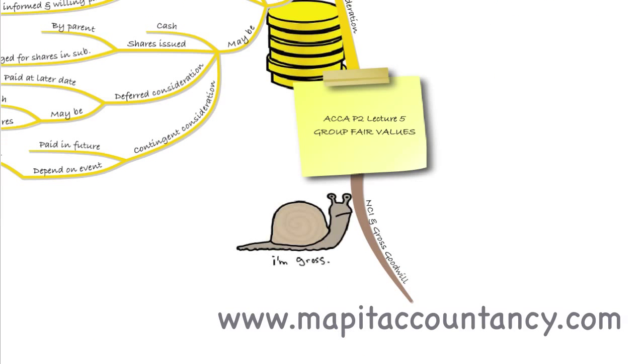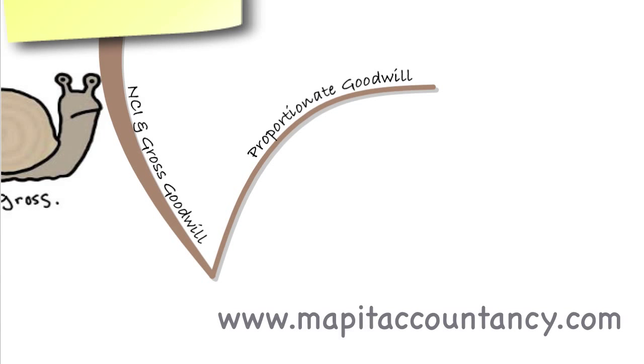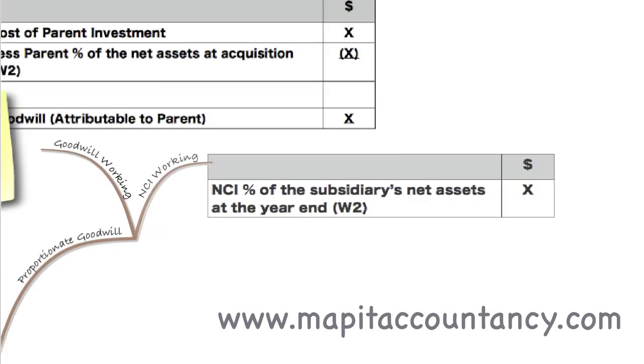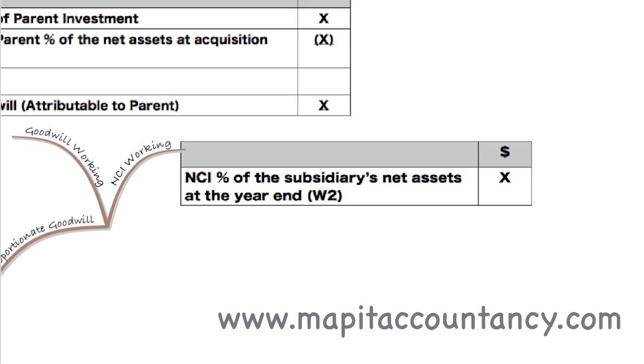That brought us on to goodwill. When we were looking at IFRS 3, we saw that there were two ways to calculate your goodwill. There was using the proportion of net assets and the fair value of the non-controlling interest. So the proportionate goodwill is the old way, and it is simply this: cost of the investment less the parent share of net assets at acquisition equals the goodwill. The non-controlling interest then is the non-controlling interest share of the net assets at the year end.